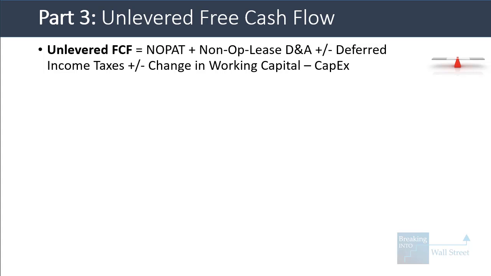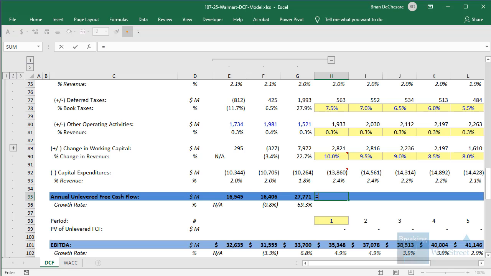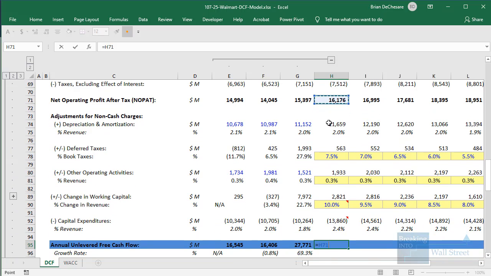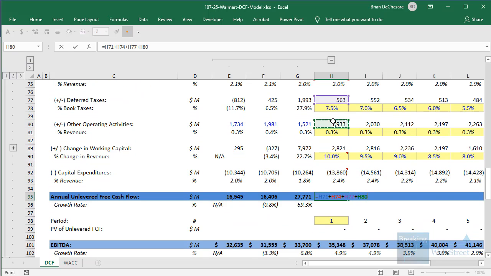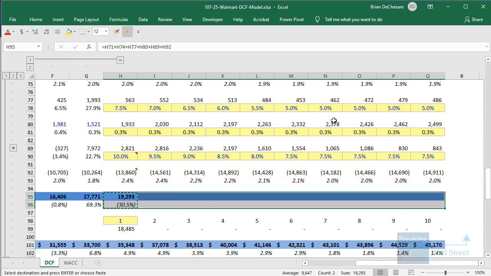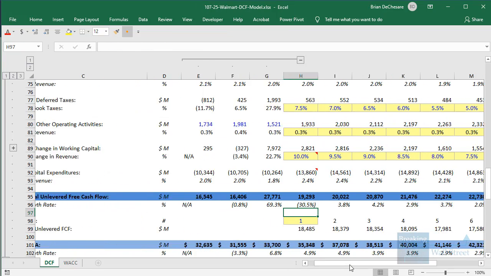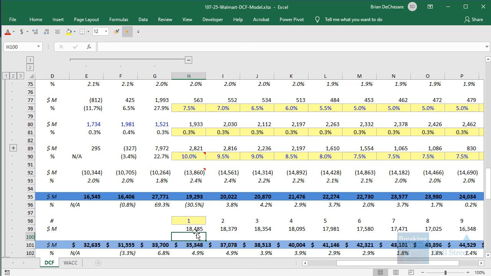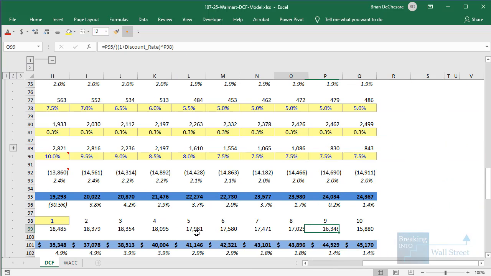Now at this point, we have enough to put together all the pieces and calculate unlevered free cash flow. It's just NOPAT plus the non-operating lease depreciation and amortization, plus or minus deferred income taxes, plus or minus the change in working capital, minus CapEx. Let's make the calculation right now. NOPAT plus D&A plus the deferred income taxes, other operating activities, the change in working capital and capital expenditures. We have this, and let's copy this across. And so there we have our unlevered free cash flow each year, and I've already calculated the present value of this right below just to save us some time later on.